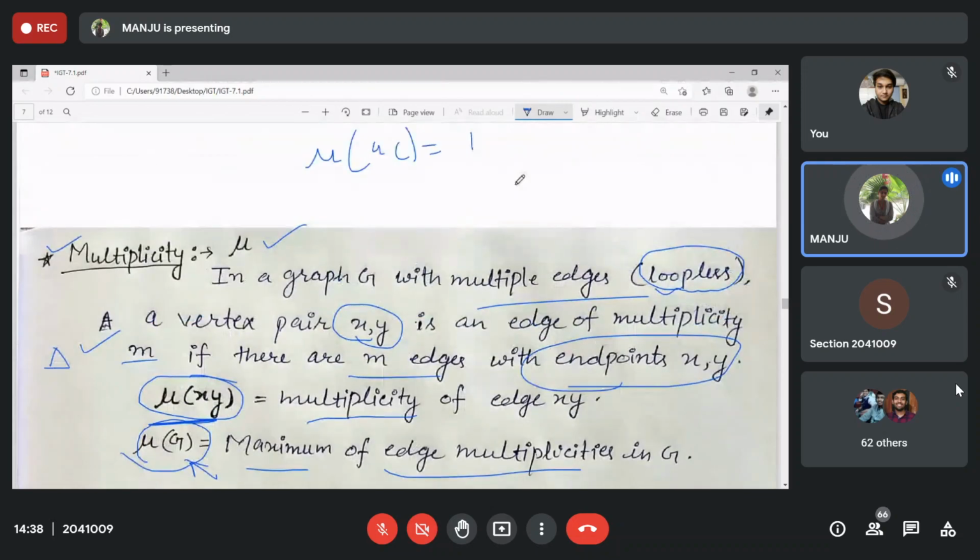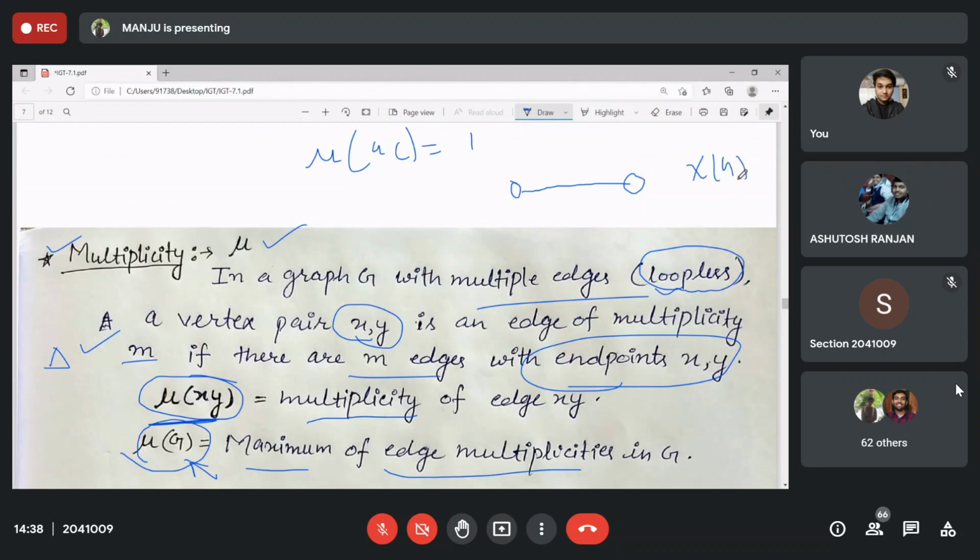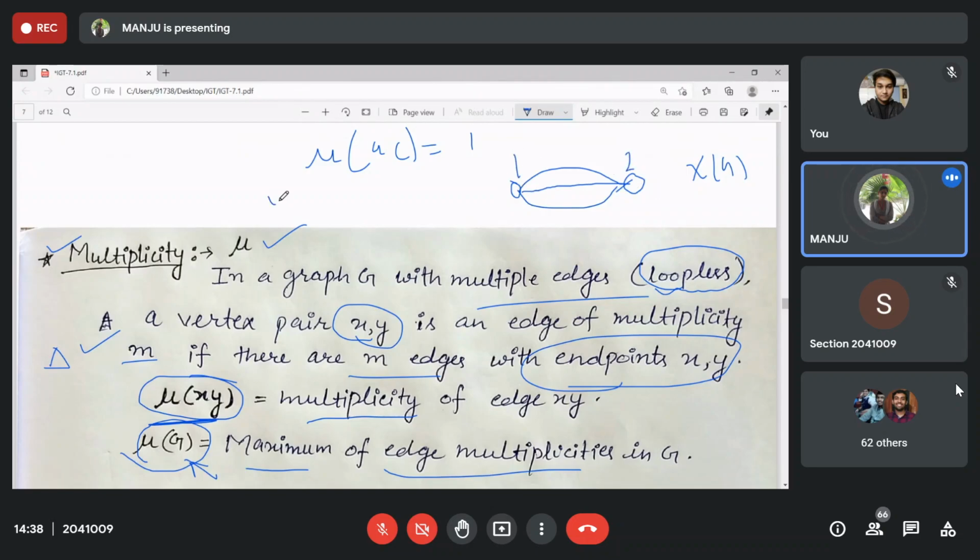Now, in vertex coloring, when we were coloring the vertices, does the multiplicity affect the chromatic number? No, right? Because they are adjacent in this one, and now also adjacent. You can have 3 edges, also adjacent. We need to use different colors, right? In 2 edges also, 2 multiplicity also, we need to use different colors.